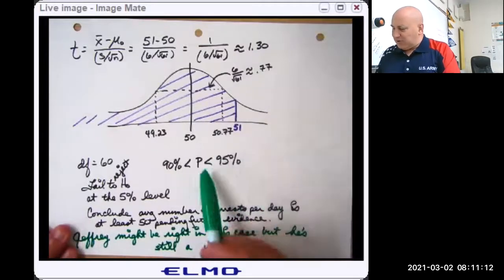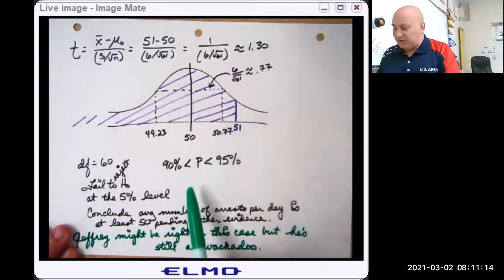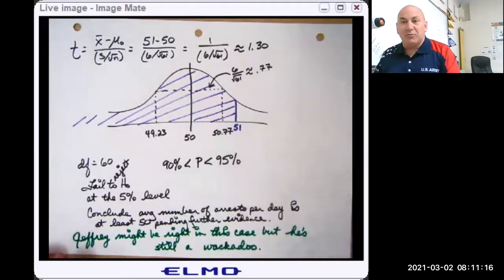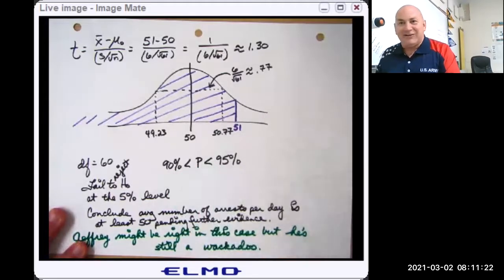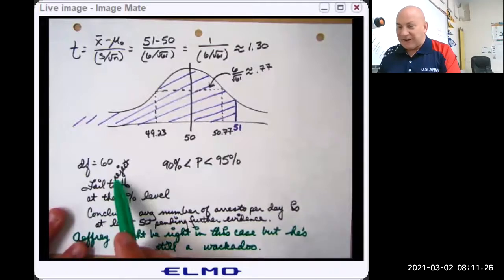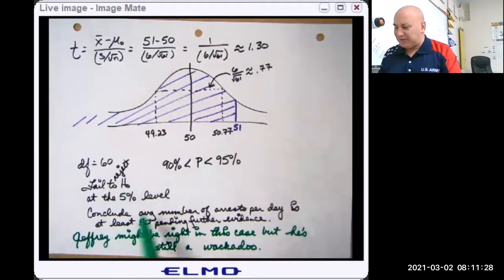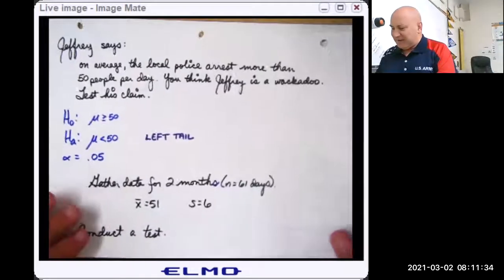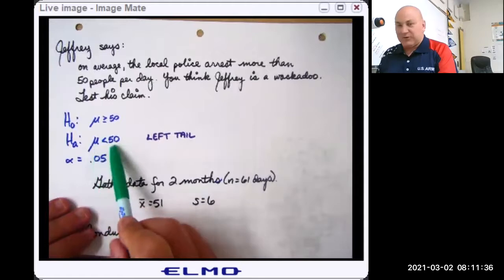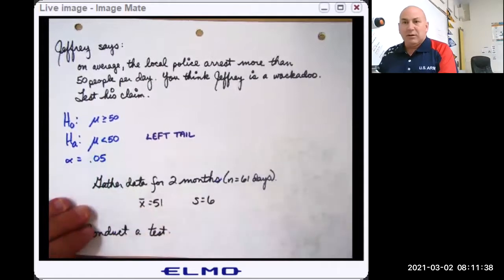Alrighty, so you should be able to tell looking in your table. Do this on your own before we go to class. Make sure you can do this. Your p-value is going to be between 90 and 95%. That is not low. We're going to fail to reject the null hypothesis at the 5% level. And so there is not enough evidence to say that the average is less than 50.